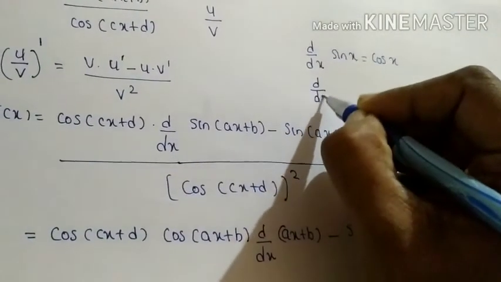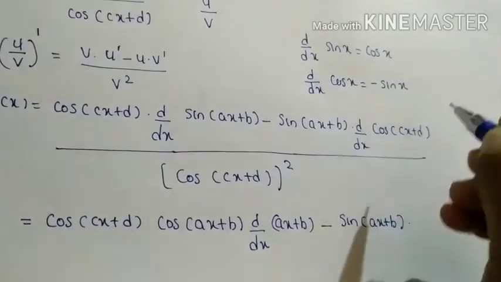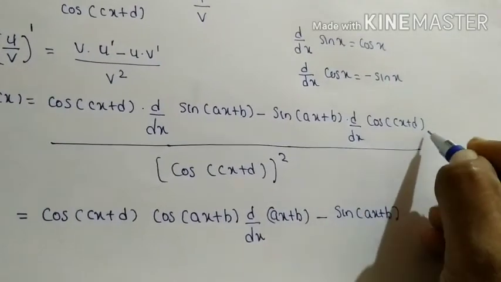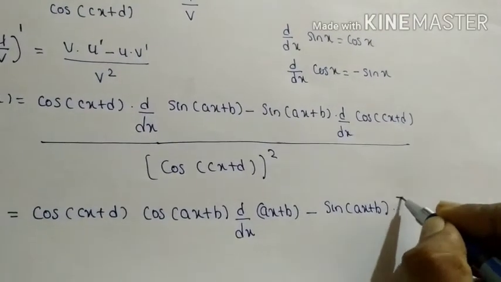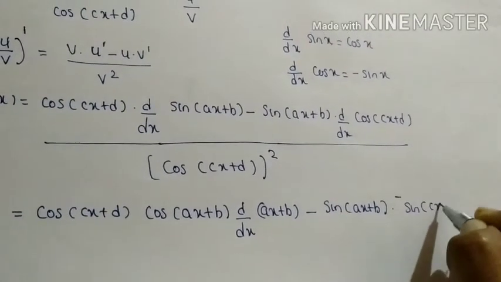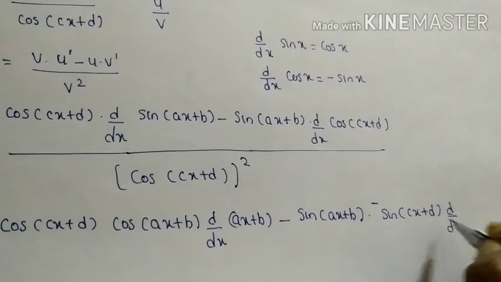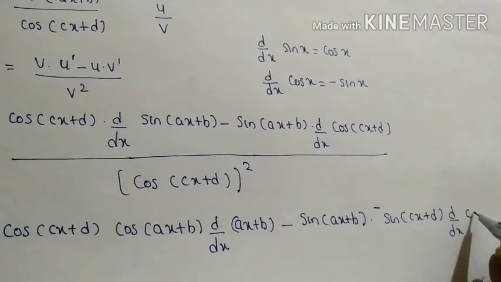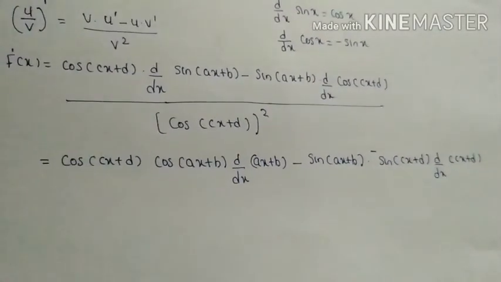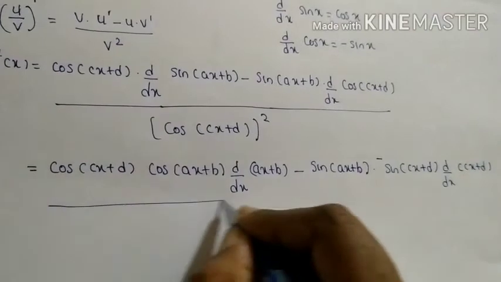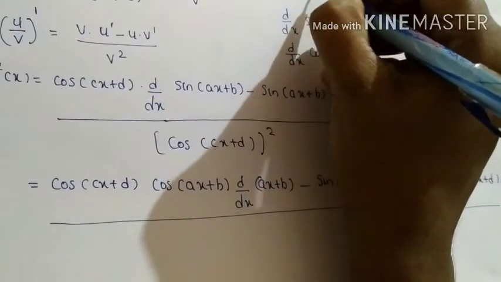sine of ax plus b into derivative of cos cx plus d. We know that the standard form of the derivative of cos x is minus sin x, but here we need to find the derivative of cos cx plus d, which will be equal to minus sine of cx plus d, that is, x is replaced by cx plus d, into derivative of our function cx plus d, whole divided by cos of cx plus d all square.